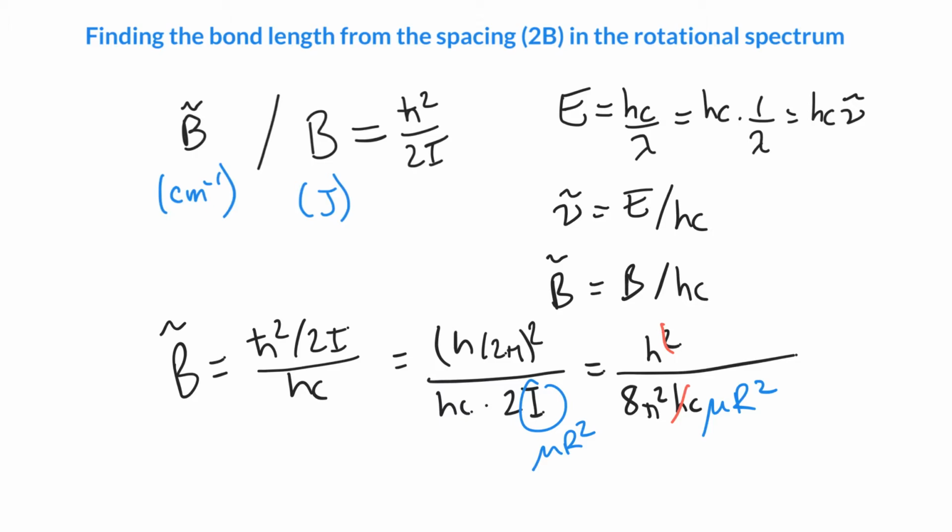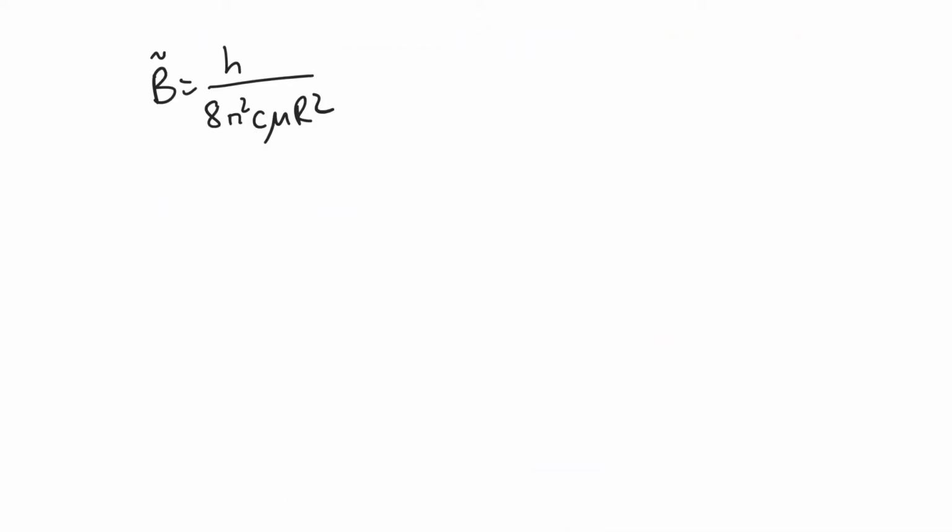So let me go ahead and rewrite. So B tilde is equal to h over 8 pi squared c mu r squared. And we're trying to find the bond length, right? So we need to rearrange for r. So this is our expression again on a nice clean sheet here. So we want to rearrange for r. We can just flip the r squared up to this side, and we can flip the B down to the other side.